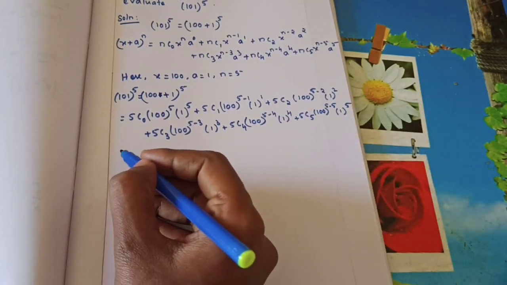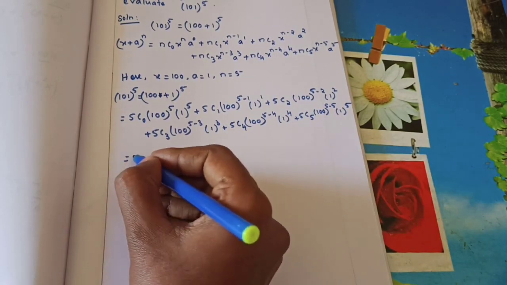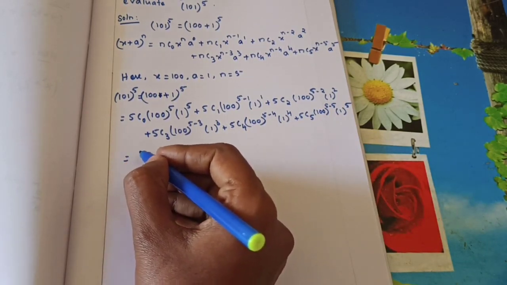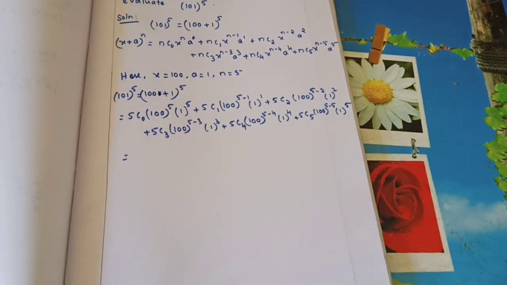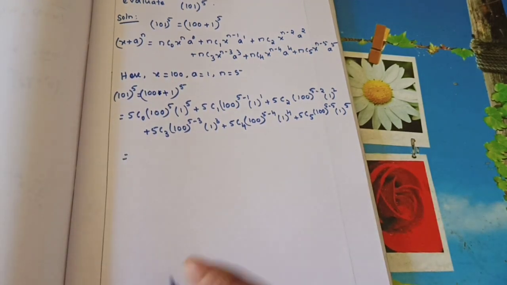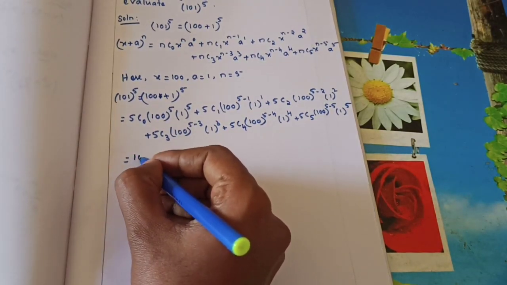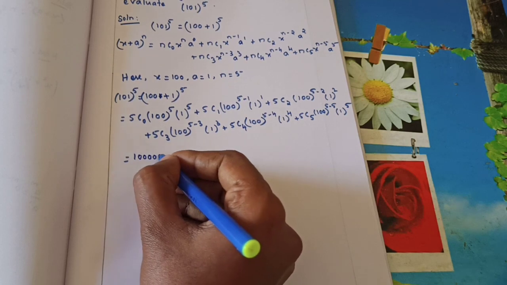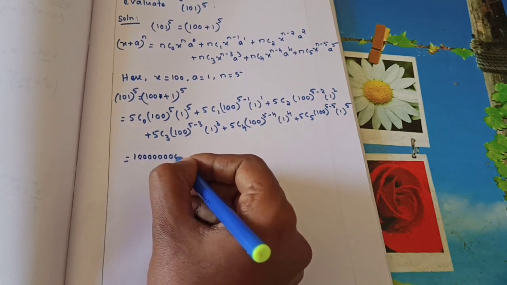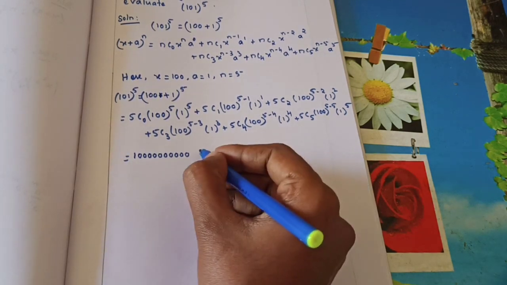Now simplify. 5C0, the value is 1. Okay, so 100 to the power 5, how many zeros will come? Carefully write it. 5C0, the value is 1. 100 to the power 5 means 10 zeros. Okay, 1 2 3 4 5 6 7 8 9 10. Okay, 1 to the power 5, that's all.